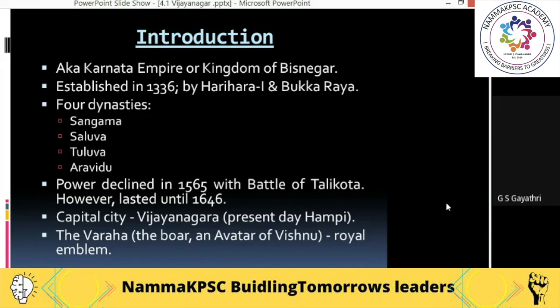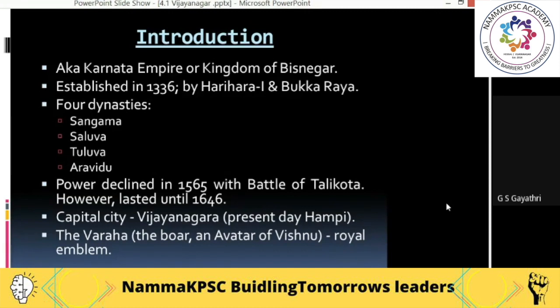So what do we know about the Sangama Dynasty? We'll look at each individual dynasty in a little detail, but to quickly get an idea about them, this entire empire is classified under four heads or four dynasties. Of them, the first and the longest reign is by our Sangama kings. Around 13 kings were there. So for a longer period, Sangamas were the ruling kings of the Vijayanagar region.